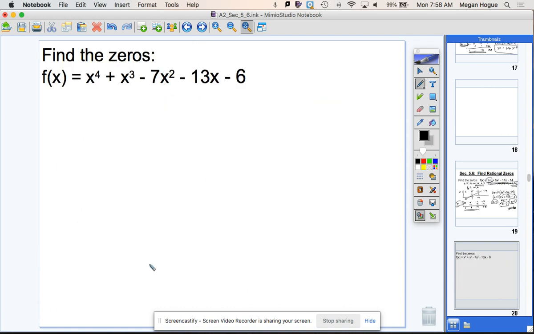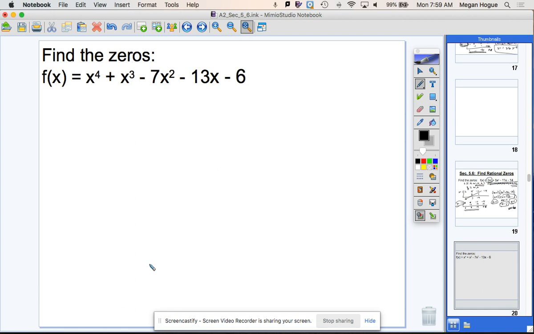Okay, let's look at this one. X to the 4th plus x cubed minus 7x squared minus 13x minus 6. I think this one's a little different. Anyone see how this one's different? 5 terms. We're going to start it the same way, though. We'll see how it's different after we get through it a little bit.